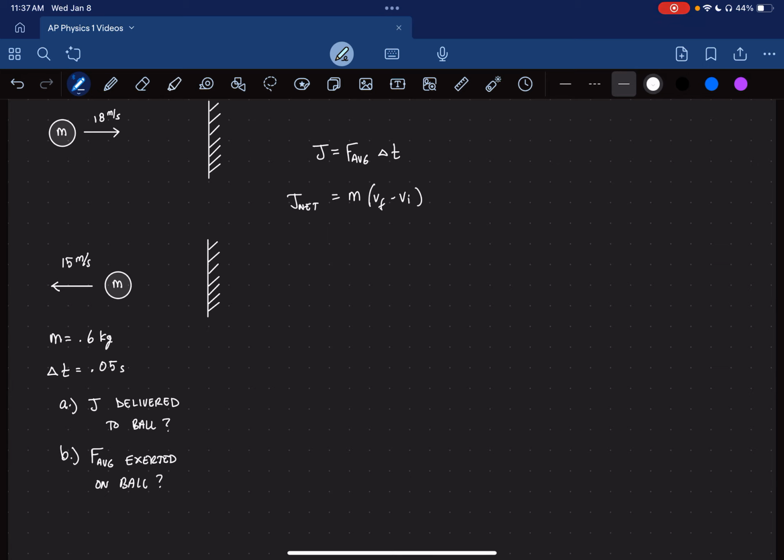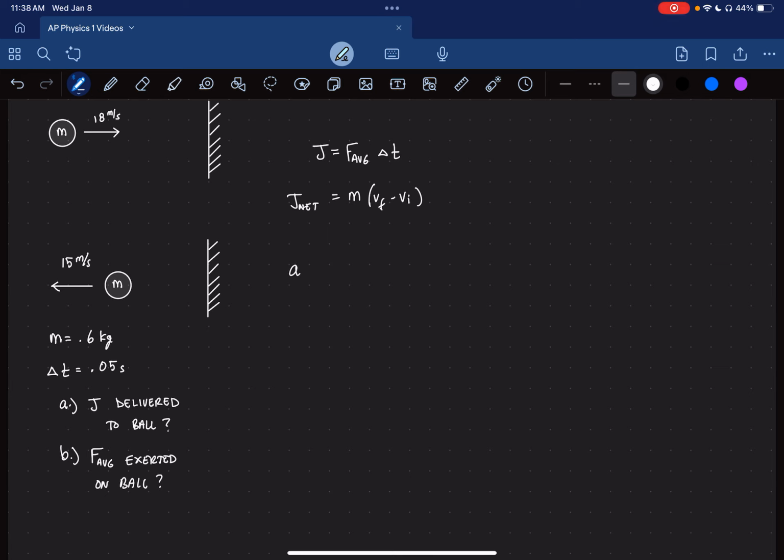The time in which it is in contact with the wall, or the wall is putting a force on the ball, is 0.05 seconds. Really small amount of time. Okay, what is J? What is the impulse delivered to the ball? And what is the average force? And of course, we have two equations. So on the homework, you'll use one and then you'll use the other.